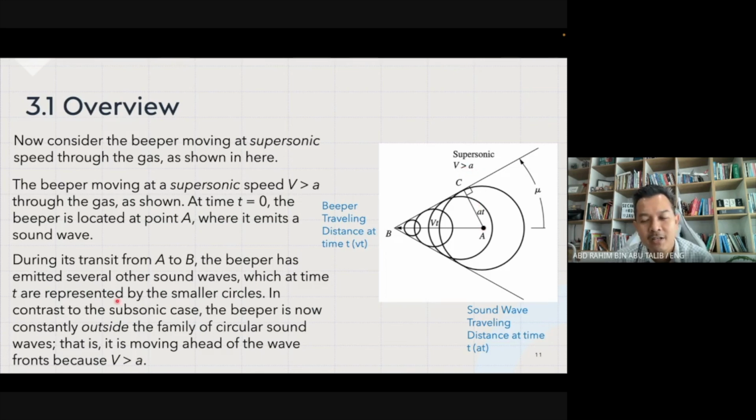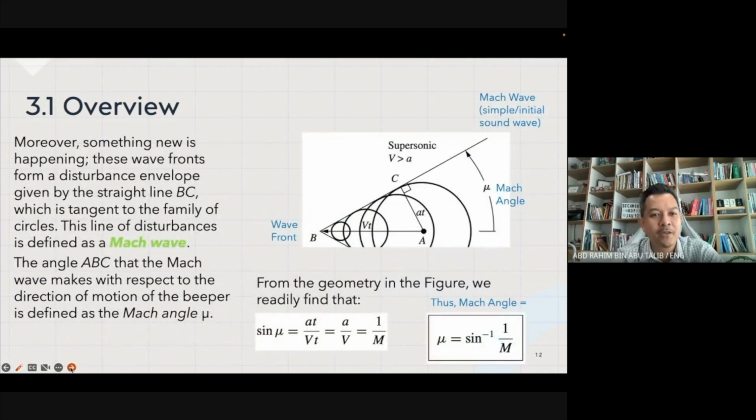All right, so that's the two differences between subsonic speed and supersonic speed, where velocity is either less than the speed of sound or the velocity is greater than the speed of sound. Moreover, something new is happening here. These wavefronts form a disturbance envelope given by the straight line BC.